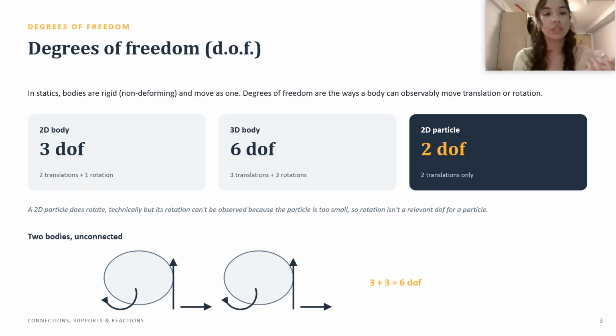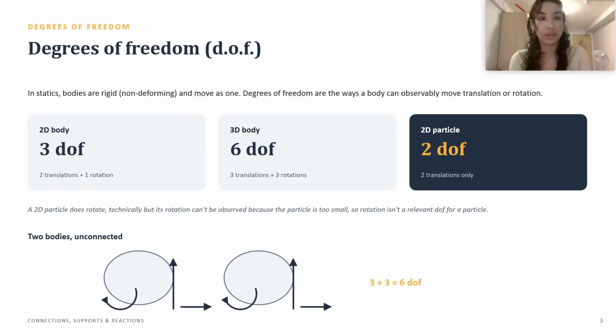And now if you have a 2D particle, that's kind of like a 2D body, except it doesn't have rotations. While it might have some type of rotation, it can't be observed, it's too small, so we just say 2 degrees of freedom. Because remember, when you assume an object as a particle, that is because you want to simplify it as much as possible to make the calculations easier, depending on what you're calculating.